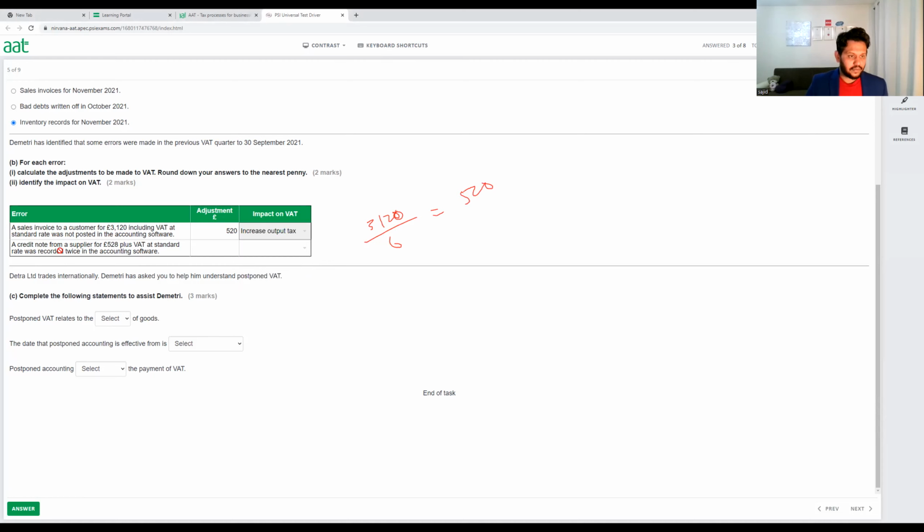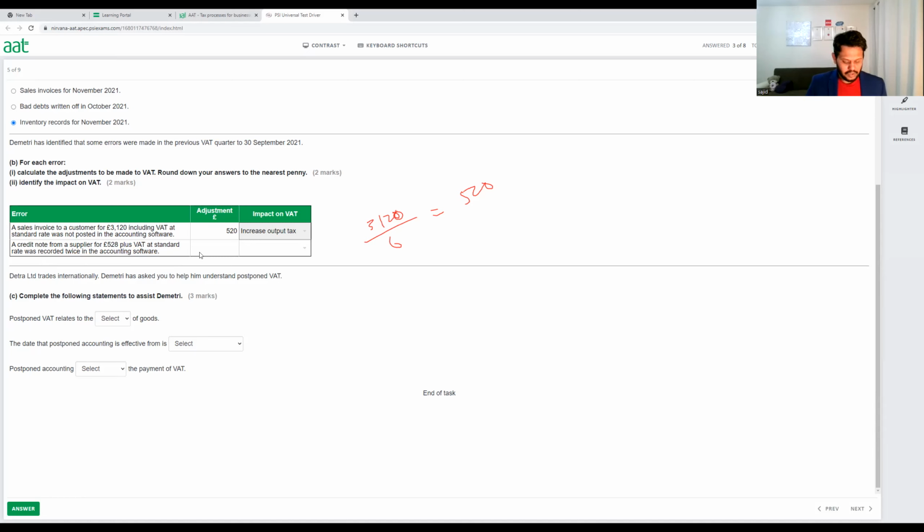The next one is a credit note from a supplier. So this time is a return. Credit note from supplier means I return something to my supplier and he gave me the credit note. Plus VAT, a standard rate, was recorded twice in the accounting software. That means I claimed the VAT, input VAT, twice.